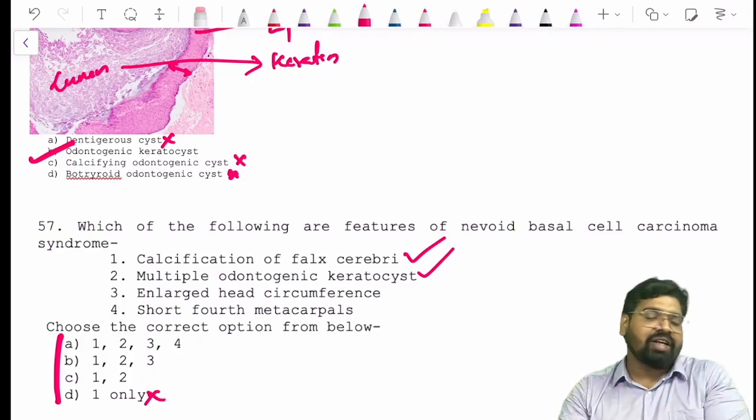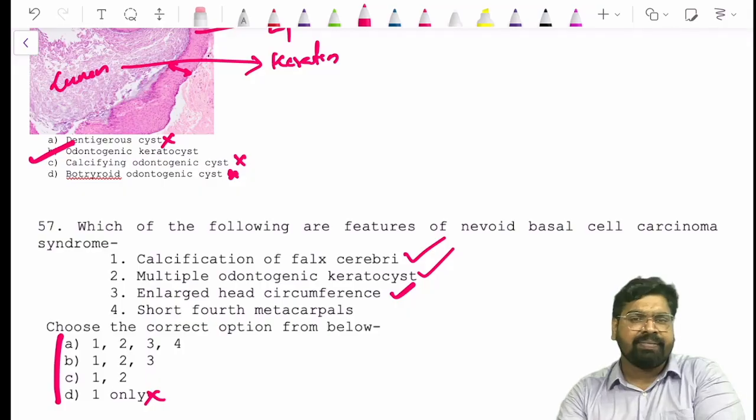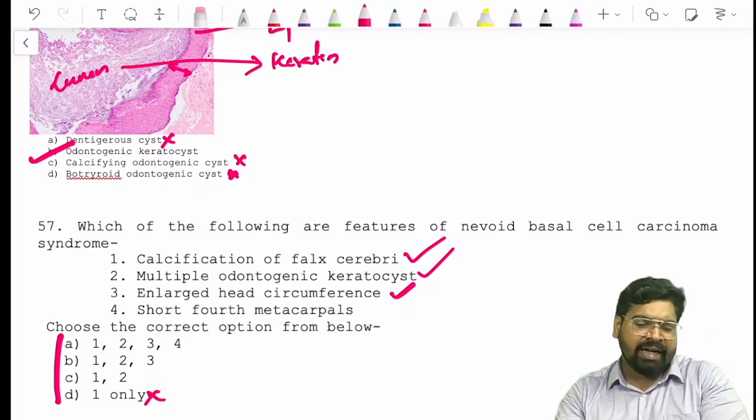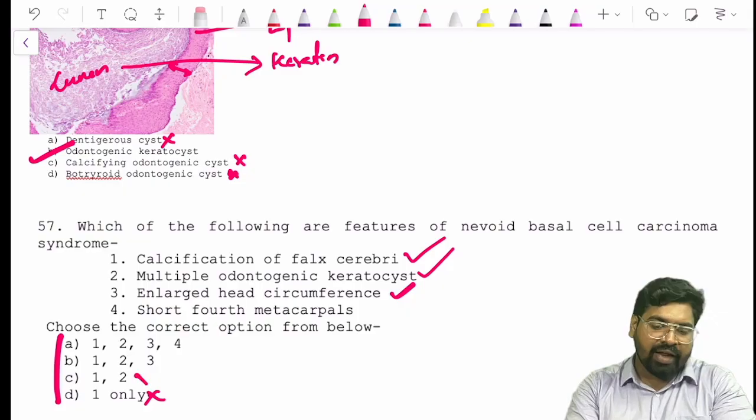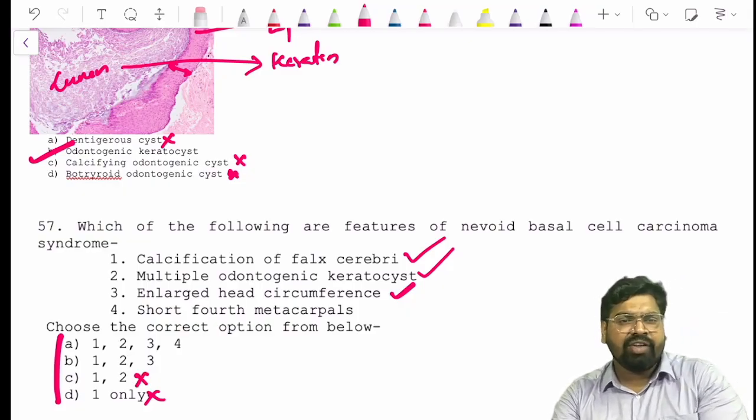Enlarged head circumference, yes, it's there. Brachycephalic head. Okay, 1, 2, and 3 are there, so I can avoid C here. Now it is between A and B.